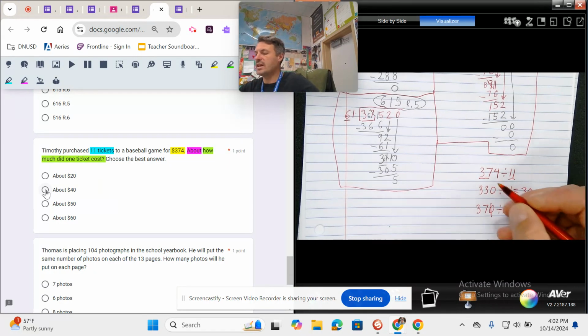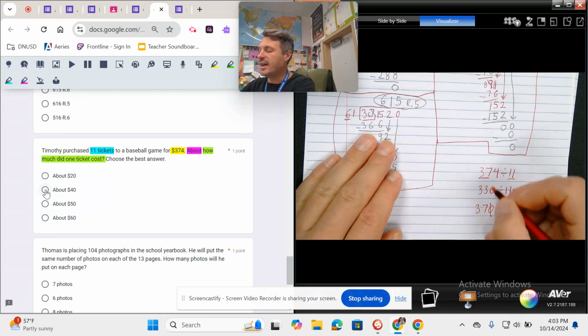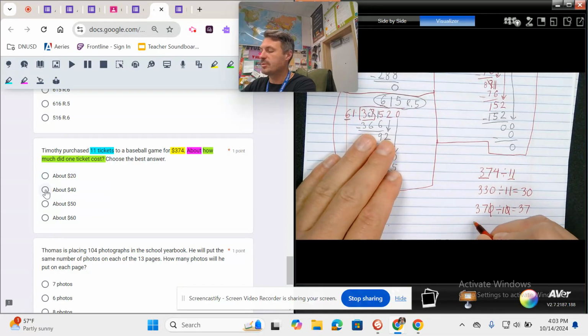So sometimes when it's an estimate question, you have to pick the best one. It looks like the direction that I was going when I made this test is that I rounded this number to the hundreds place. So I rounded it to 400.